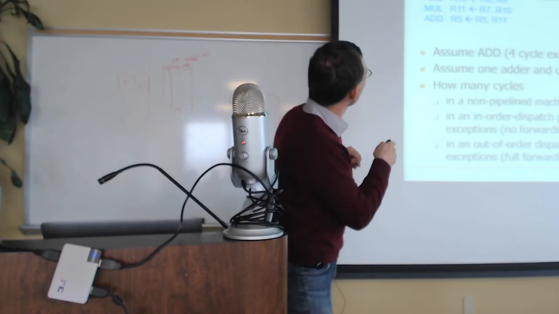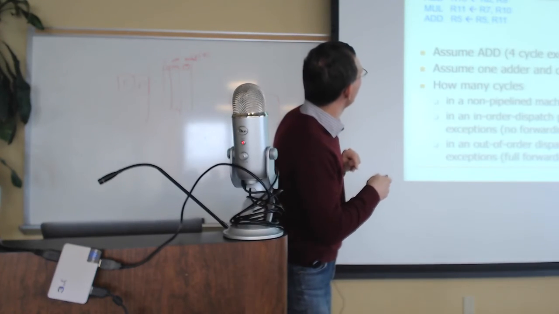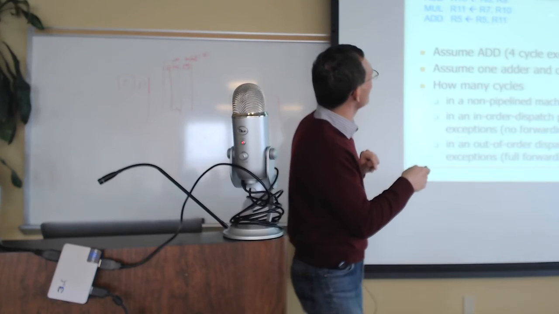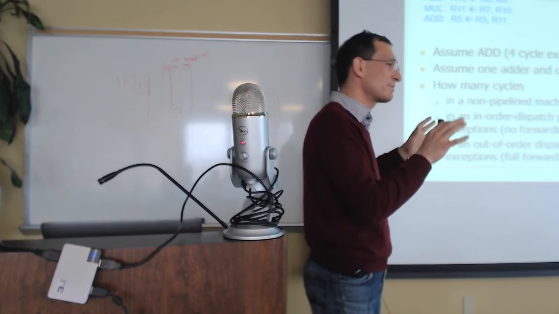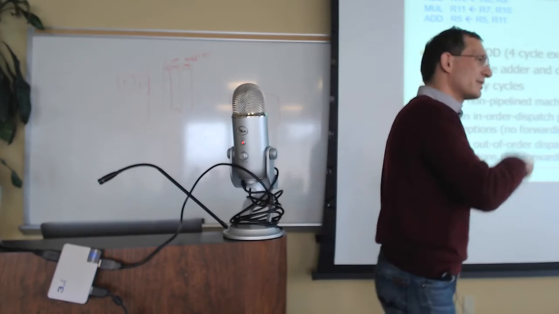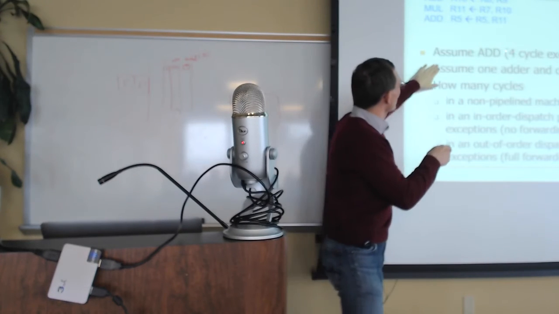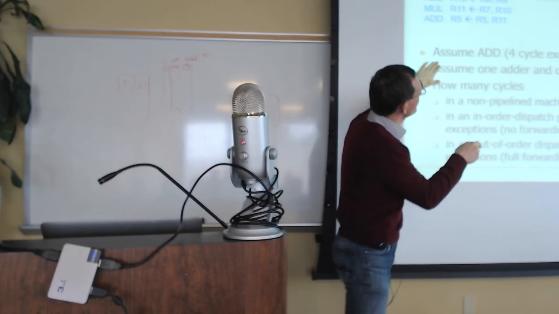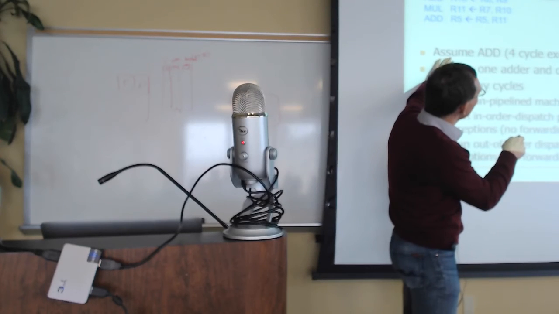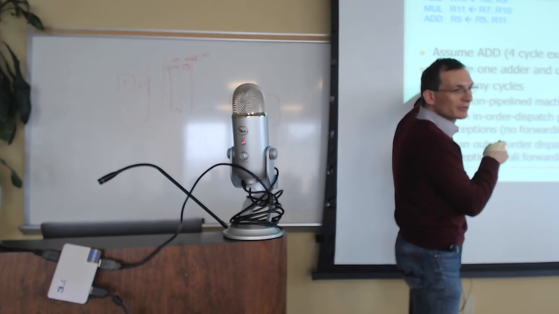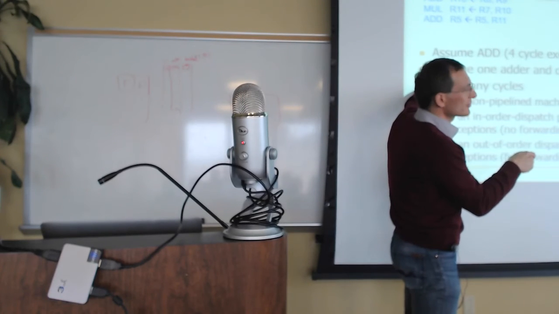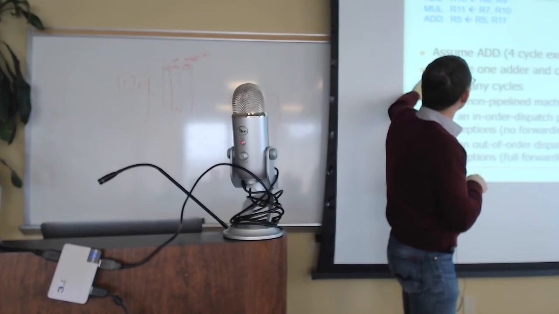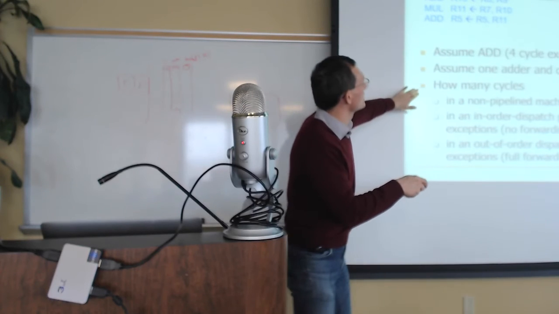So this is the code that I'm going to go over. And we're going to assume that this is the structure of the pipeline: fetch, decode, execute, write back. Write back may not be really needed, but we'll see that. We're going to assume that add takes 4 cycles to execute. Basically, the E stage is really E1, E2, E3, E4. And multiply will take 6 cycles to execute, 6 E's. And we're going to assume one adder and one multiplier.